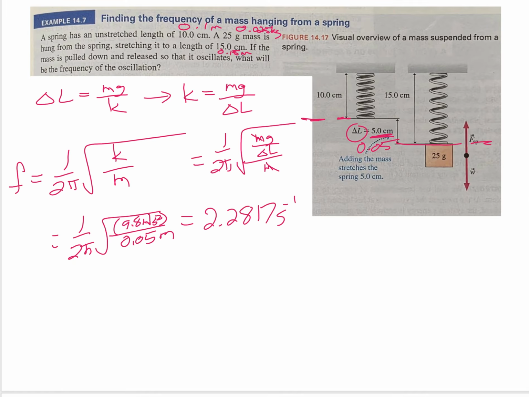So do we like this answer right here? No. What do we like? Two points, probably? 2.2. Yeah, let's keep 2 significant figures. So in this case, it would be 2.3 hertz.